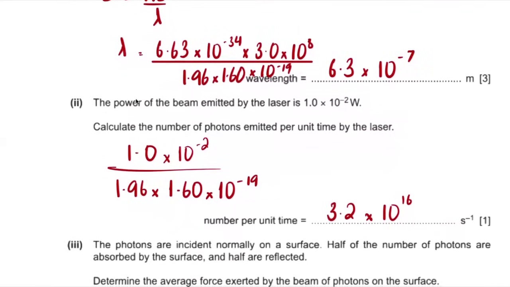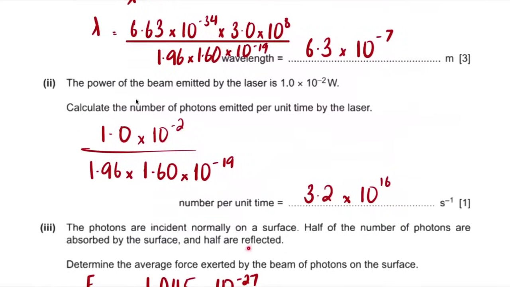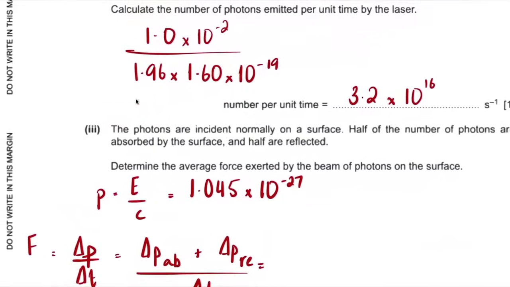Photons are incident normally on a surface. Half of the number of photons are absorbed and half are reflected. Determine the average force exerted by the beam of photons on the surface. If you've been doing quantum physics past papers from recent years, you know that the examiner asks questions like these very often. So force, in this case, is equal to the rate of change of momentum. So F equals delta P over delta t.